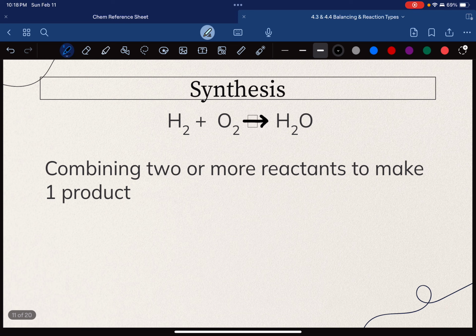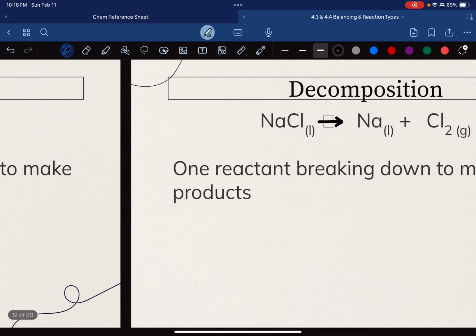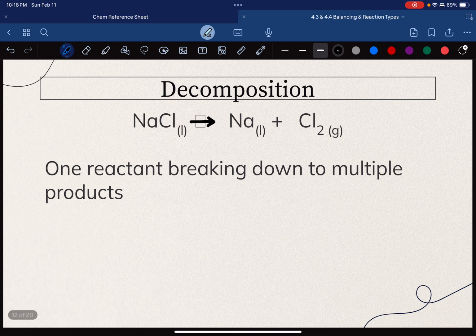So for a synthesis reaction, you're combining 2 or more reactants to make one product. Right here, we got H2 plus O2, and we're creating water. So that's synthesis. Decomposition, 1 reactant breaking down into multiple products. So you have NaCl, and you're breaking down to Na and Cl.